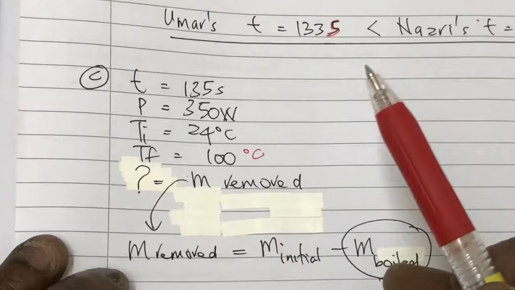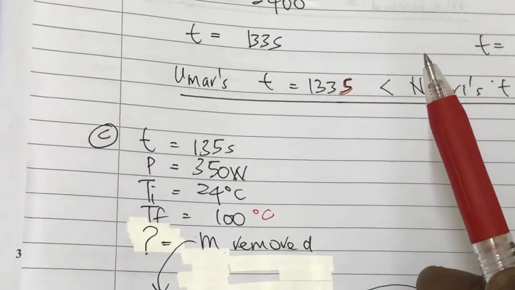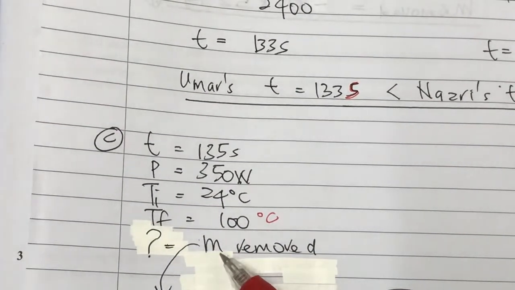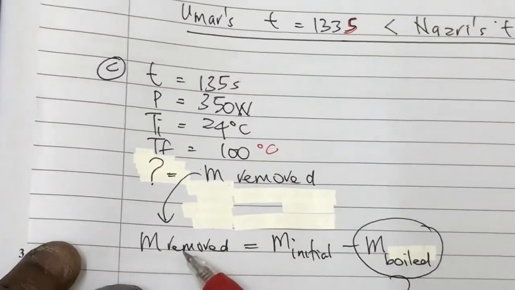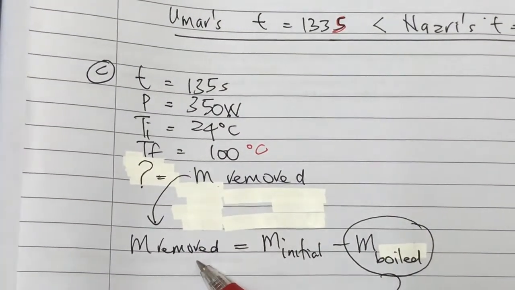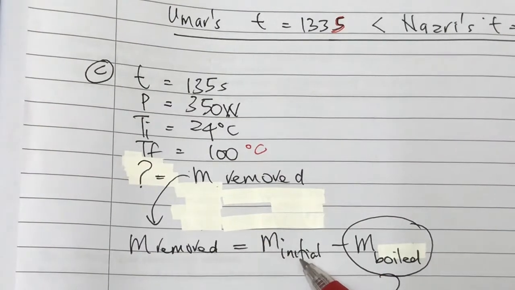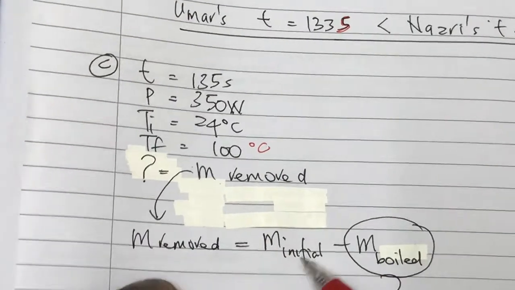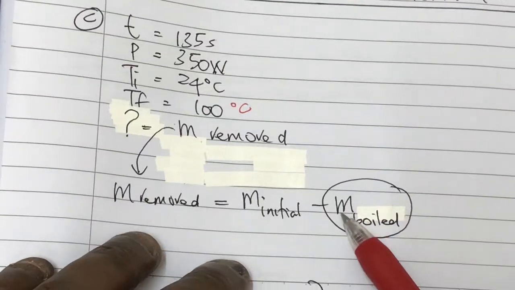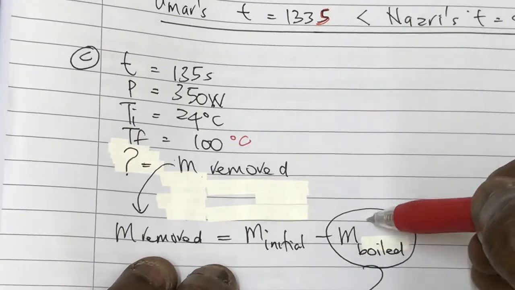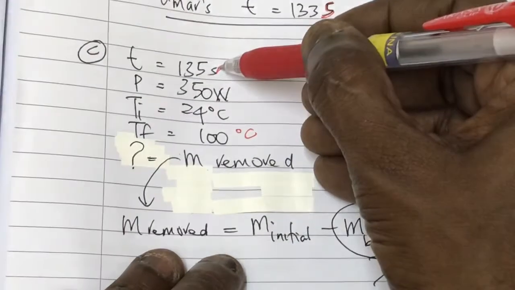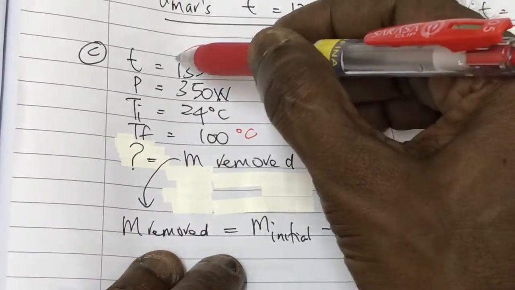Now the question, what are they asking? That is the most important thing. How much mass of water must be removed? The mass of water removed, of course, must be the initial mass of 1 kg minus the mass of water boiled. Now this mass of water boiled using the time of 135 seconds.